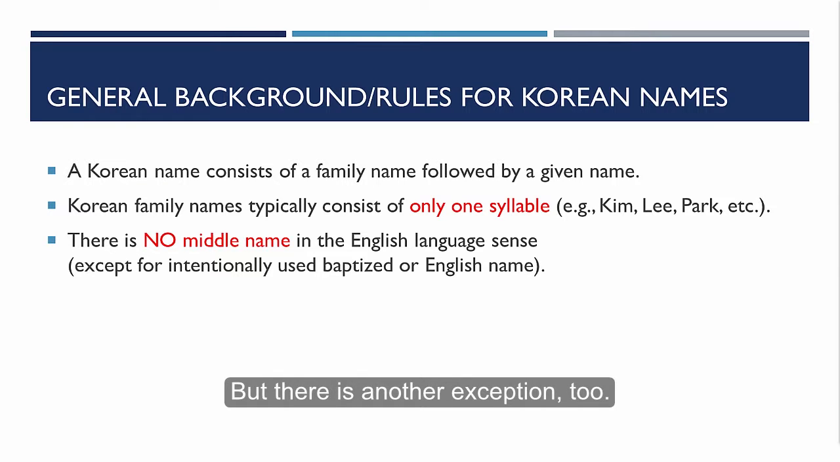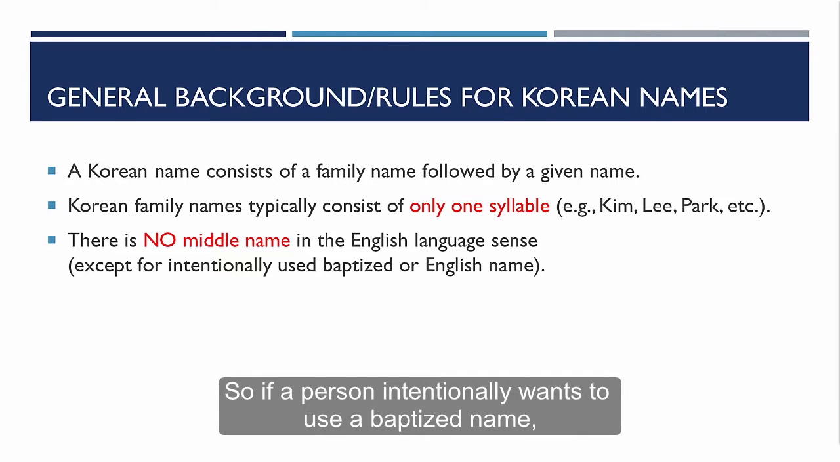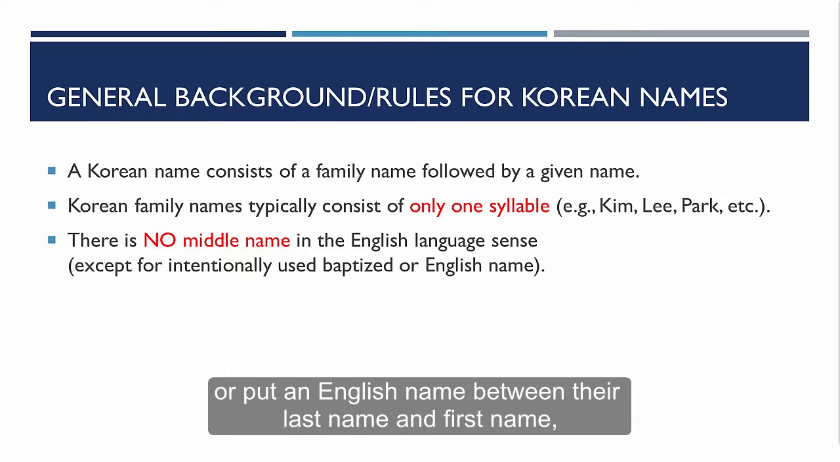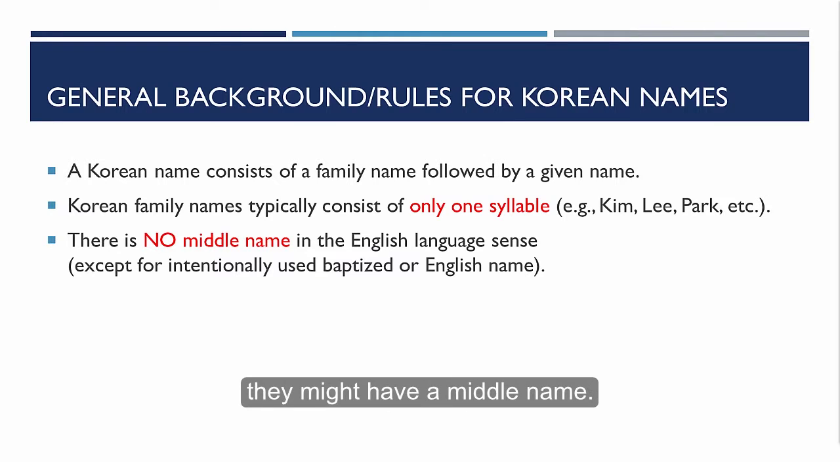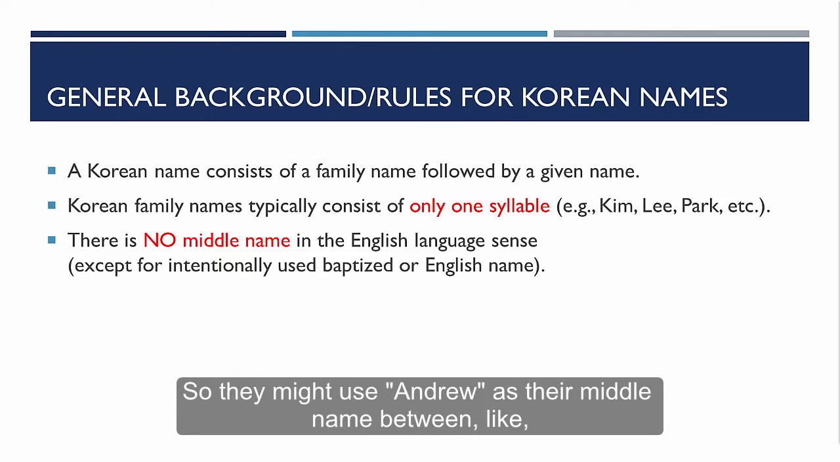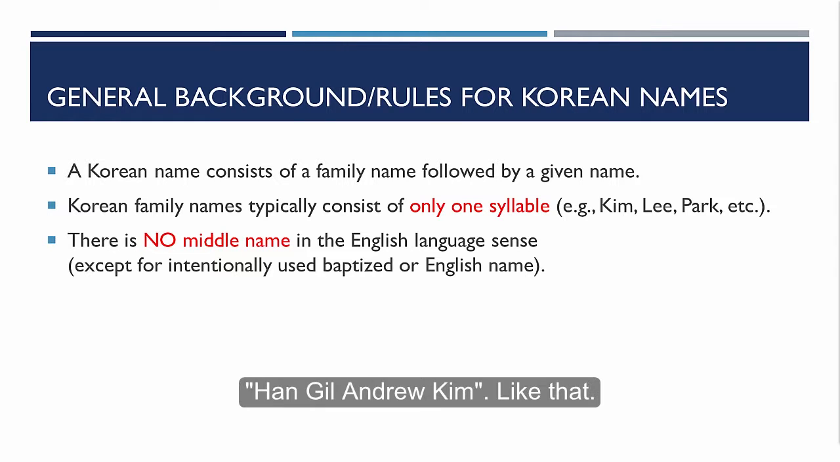But there's another exception too. If a person intentionally wants to use a baptized name or put an English name between their last name and first name, they might have a middle name. They might use something like Andrew as their middle name, like Han Gil Andrew Kim. But the typical way, we don't have middle names.